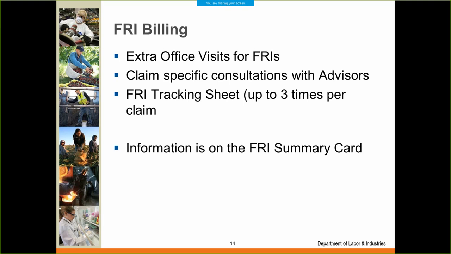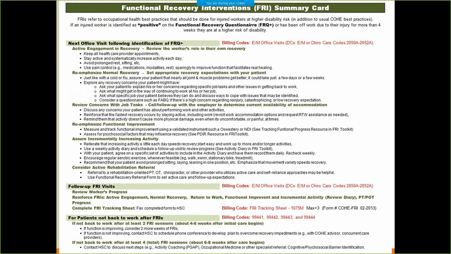And at this stage, the idea is for the providers to get this form to the HSCs, and the HSCs just enter the few check marks in OHMS as they're working that particular claim. All of the information about this is on the FRI Summary Card, which looks like this and is available on the GoCohi website. It summarizes for the attending provider what the FRI best practices are and what billing codes they would use when they engage in this.